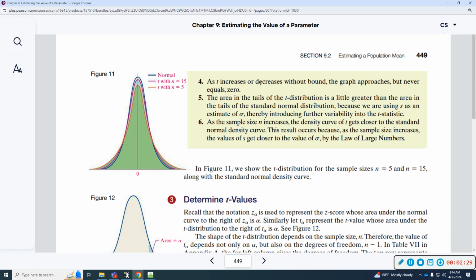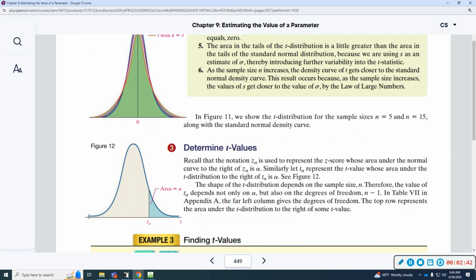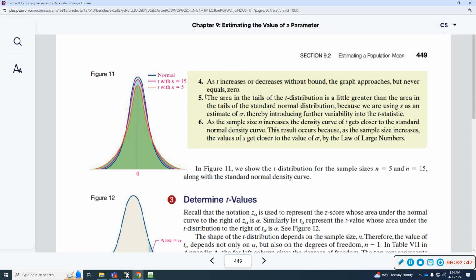For as t increases or decreases without bound, the graph approaches but never reaches 0. So that means as this graph goes further and further out, it's getting closer and closer to the x-axis, but it's never going to be 0. It looks like it does, but this little gap is probably a better picture. It just keeps going out, but it's getting smaller and smaller, never getting to 0. The area in the tail of the t-distribution is a little greater than the area in the tails of the standard normal distribution because we're using s as an estimate of sigma, therefore introducing further variability into the t-statistic. So that's what I was mentioning earlier.